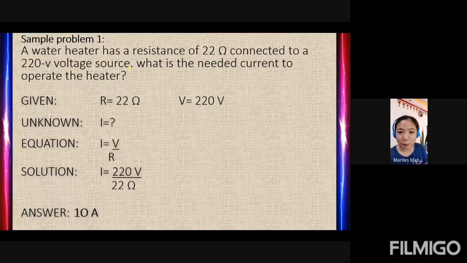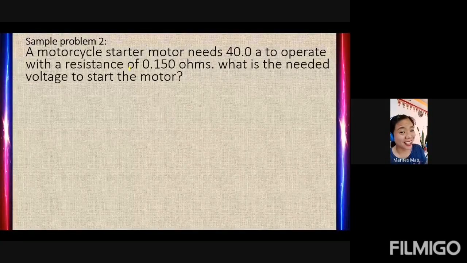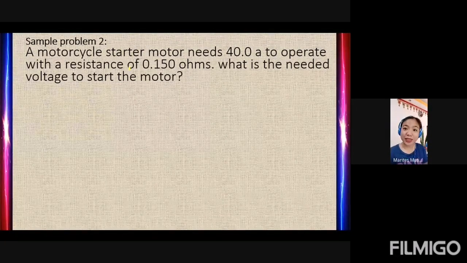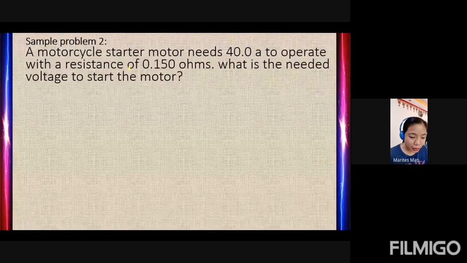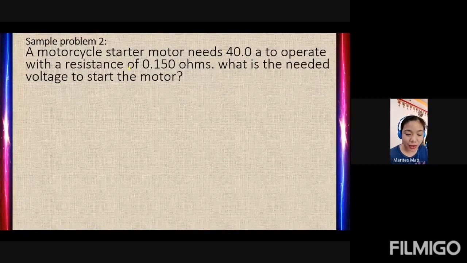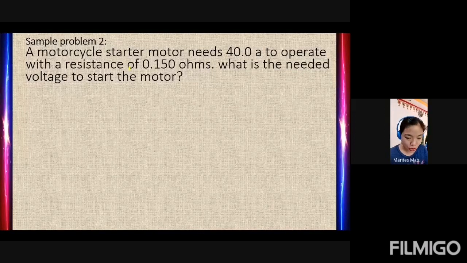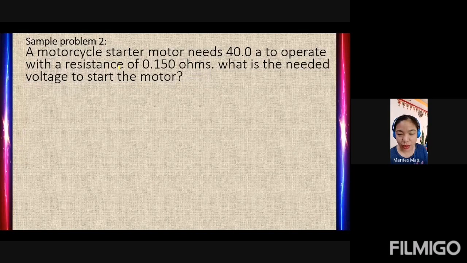Sabayan nyo ako mag-compute sa sample problem number 2. I will be the one to read. Mag-compute kayo for 30 seconds. Kaya ba yan? Then, let's reveal the answer later kung tama ang sagot nyo. So, motorcycle starter motor needs 40.0 ampere to operate with a resistance of 0.150 ohms. What is the needed voltage to start the motor? Go.